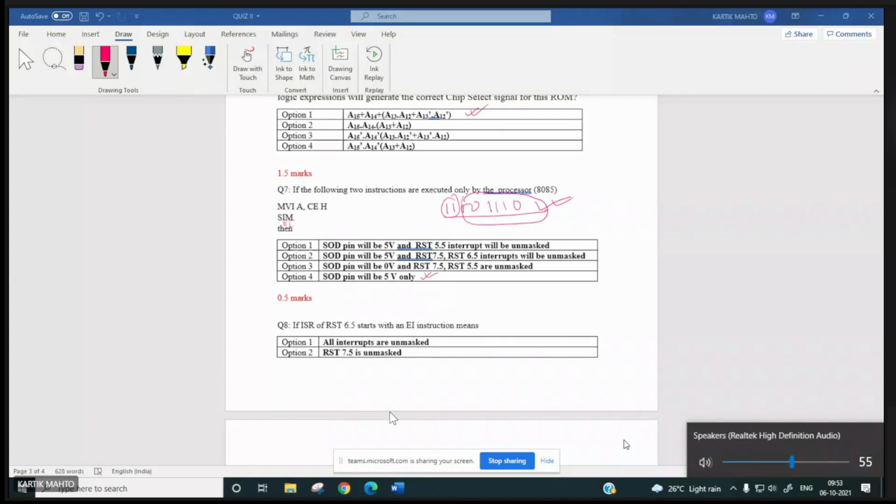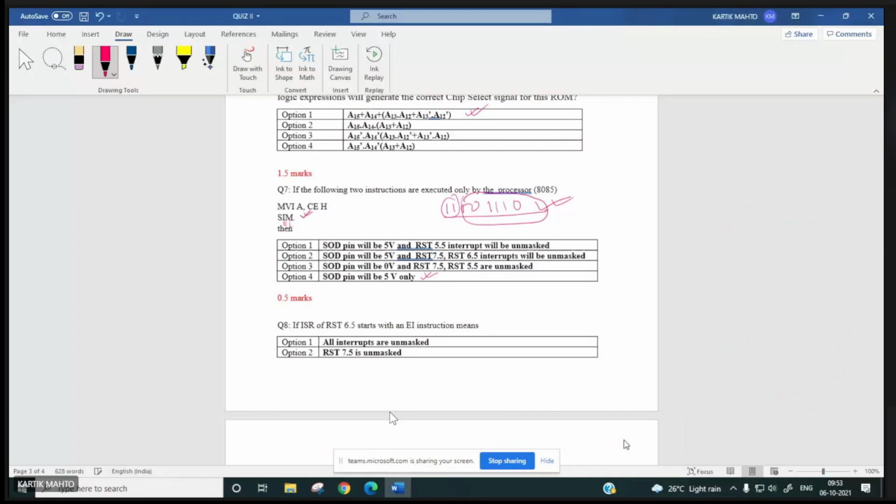Unmasking and masking, right? This set interrupt mask is for setting the mask, but in order to enable everything, for the mask setup, MSE has to be 1, and it has to be followed by EI. Then only the interrupt will be properly unmasked, no?